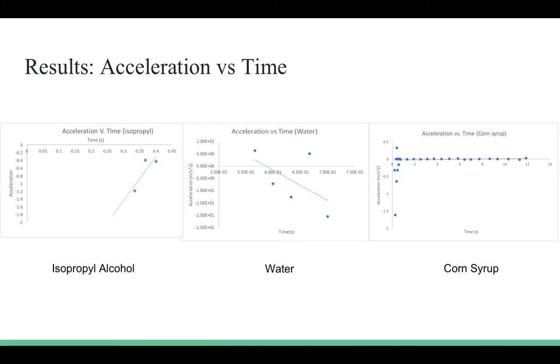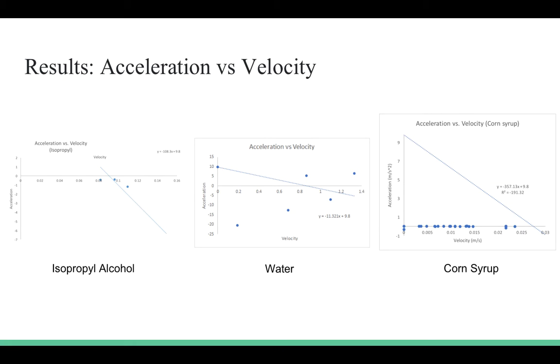These are acceleration time graphs. Ideally with enough points, you should see a start at positive 9.8 meters per second squared and a decrease until terminal velocity is reached. However, some of our trends were different, which we will acknowledge shortly. And these are our acceleration velocity graphs.